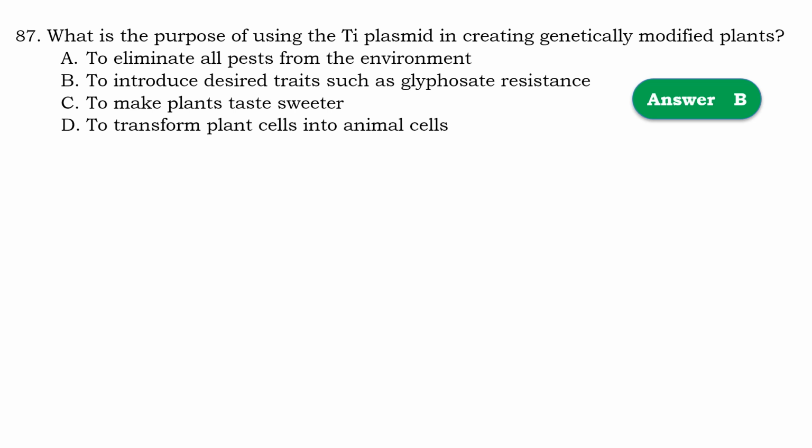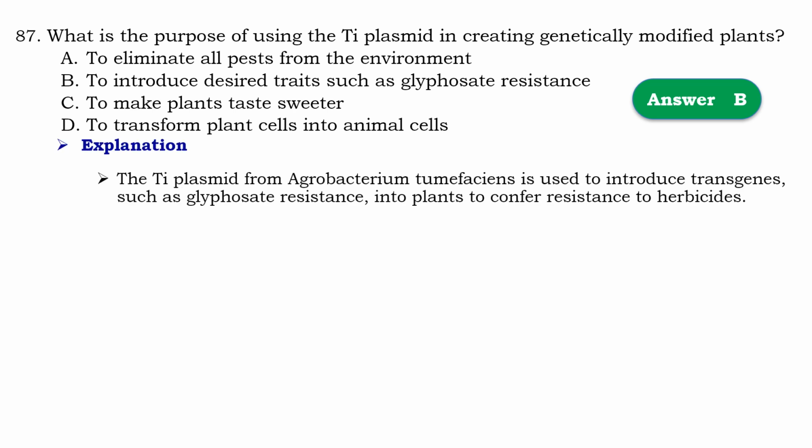So that should be B. To introduce desired traits such as glyphosate resistance. Means that the TI plasmid from Agrobacterium tumefaciens is used to introduce transgenes such as glyphosate resistance into plant to confer resistance to herbicide.